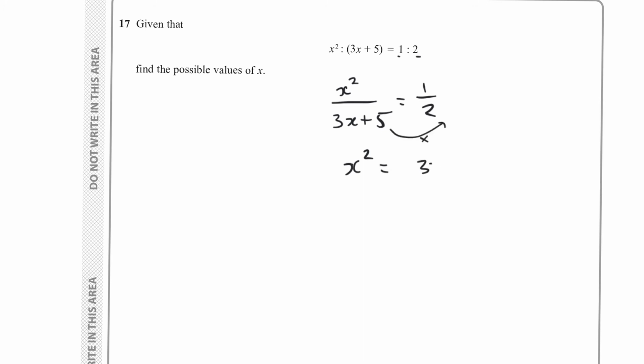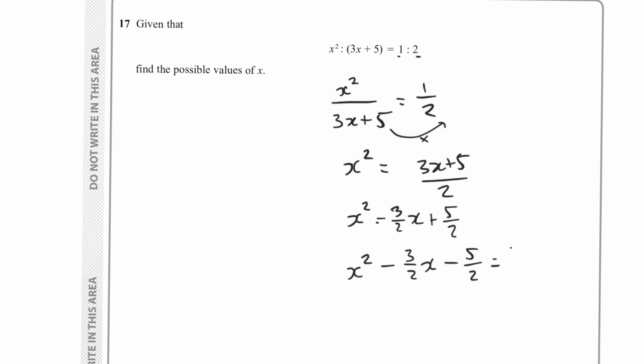So it's going to be 3x plus 5 over 2. And then the last bit is we are going to make that nicer, so that will be 3 over 2x plus 5 over 2. And then x squared minus, so we're going to make everything equal to 0, minus 3 over 2x minus 5 over 2 is equal to 0. I'm going to multiply everything by 2 because it's nicer than dealing with fractions. So I've got 2x squared minus 3x minus 5 is equal to 0.